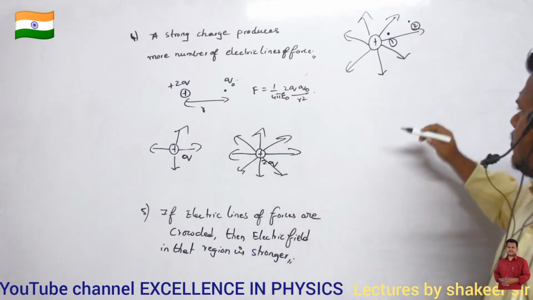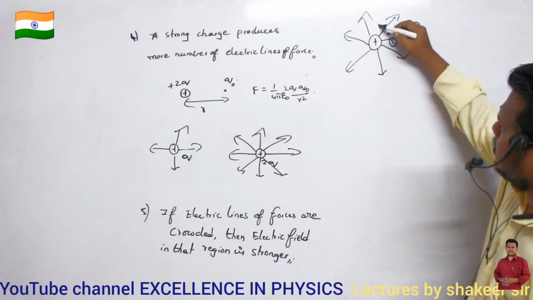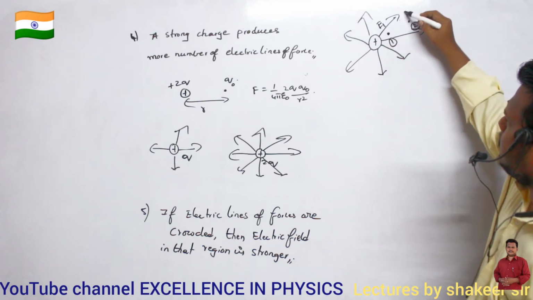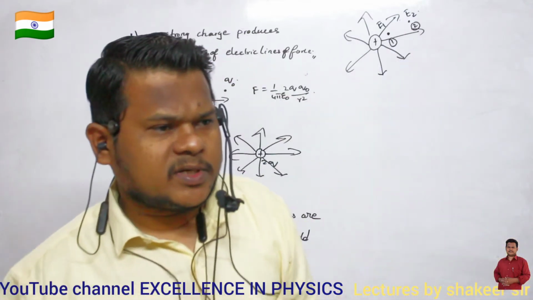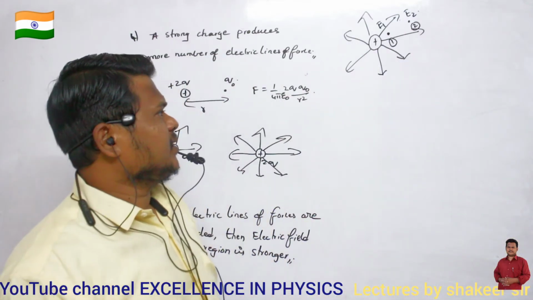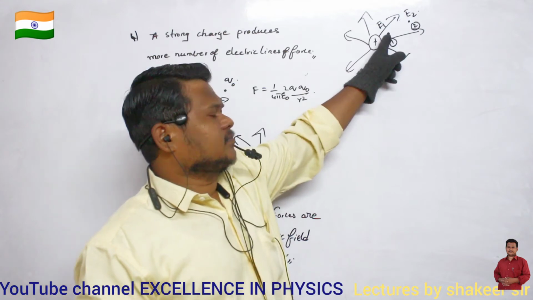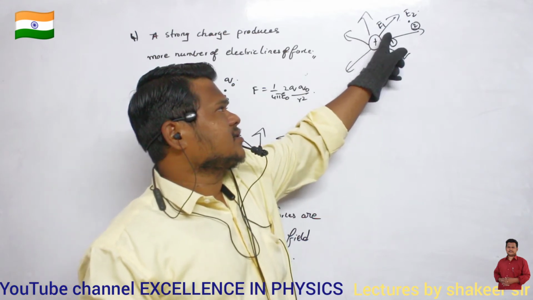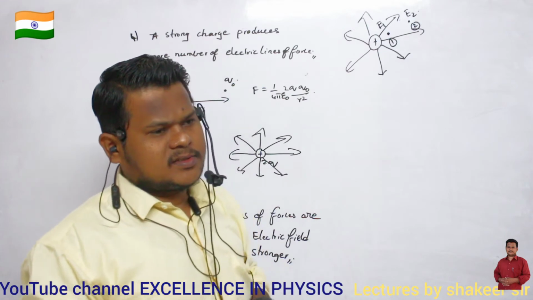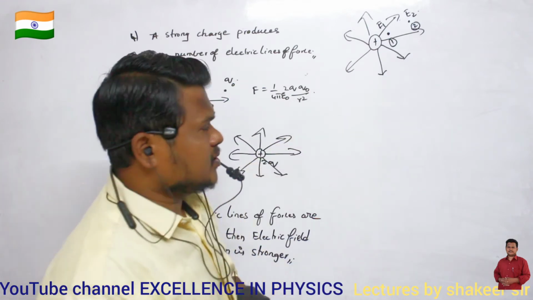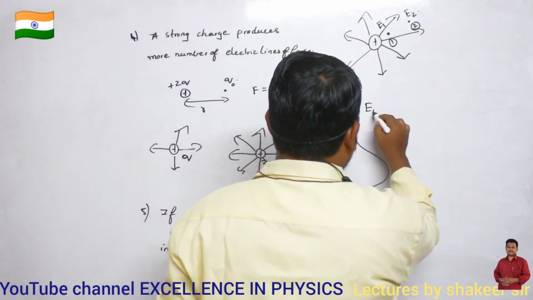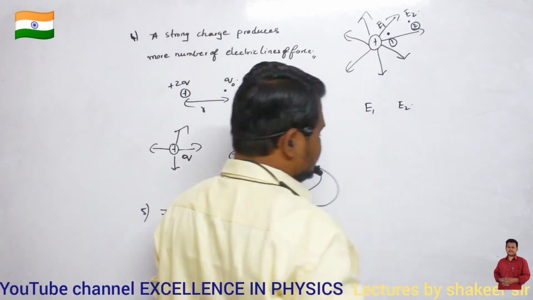So let the electric field strength here be E1, and the field strength here be E2. Then can you say what is the relation between E1 and E2? Clear? So at point 1, the electric field strength is E1, and here it is E2. At which place is the electric field strength greater? What is the relation between E1 and E2?